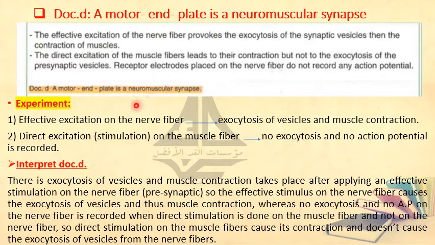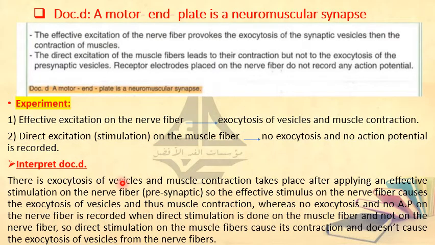When the stimulation is received by the axon, this will lead to exocytosis and release of neurotransmitters to transmit the message. But when the stimulation is applied directly on the motor organ, there is no need for the release of neurotransmitters because the motor organ is going to react immediately. Here I've done an interpretation for such a document. It's very important. We start by the result.